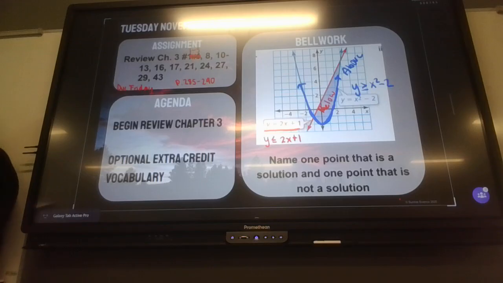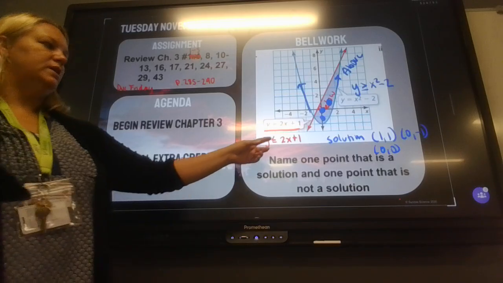All right, so any one point that is a solution would be in the shaded. So 1, 1 works. It's right there in the double shading. Another solution would be 0, 0. Or 0, -1. I'm going to be really hesitant about -1, -1.